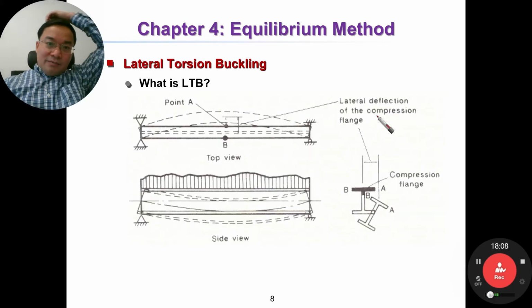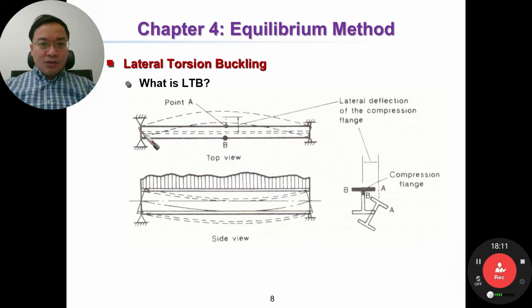Let's consider a beam. As you can see here, this is the top view of the beam, and this is the side view of the beam. Can you imagine this beam? It is the side view. Let's say this beam has an I section. This is the compression zone, and this is tension. Tension here and compression here, maybe. And under the load, it bends.